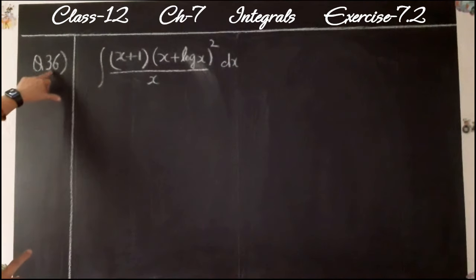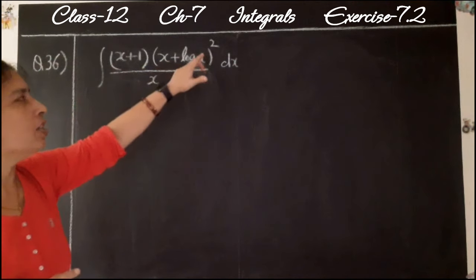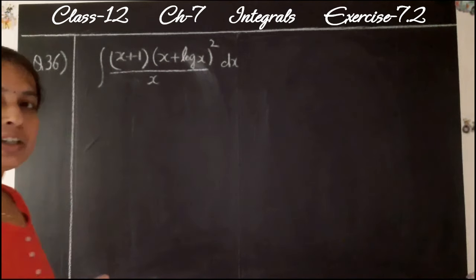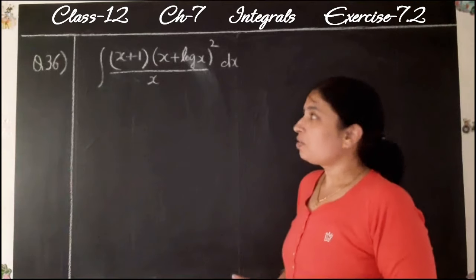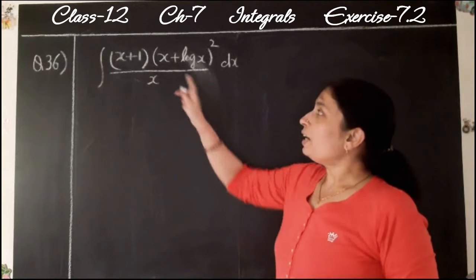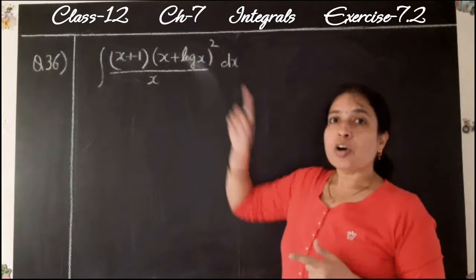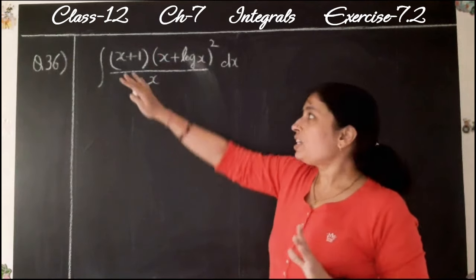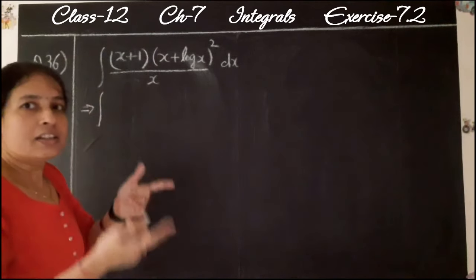Let us see question number 36. It is integral of x plus 1 into x plus log x whole square divided by x. Here we cannot integrate directly by integral formula. So we have to use our integration method. So first one is integration by substitution method. So let us think that whose derivative is present in this integral. We know that derivative of x is 1 and derivative of log x is 1 by x. 1 by x is here given, but derivative of x is 1. 1 is not given.